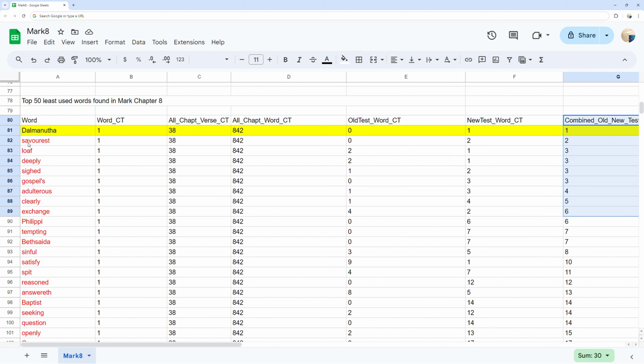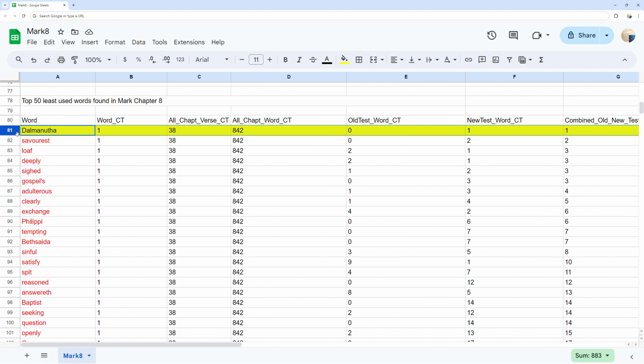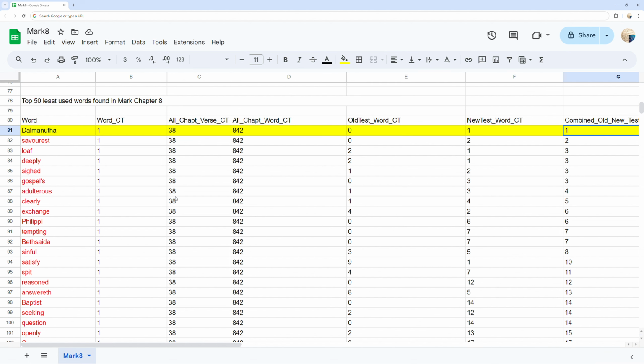You can see one word in yellow highlight, Dalmanutha, which instance is only found one time in all the Bible, making that a rare occurrence only found in Mark chapter 8.